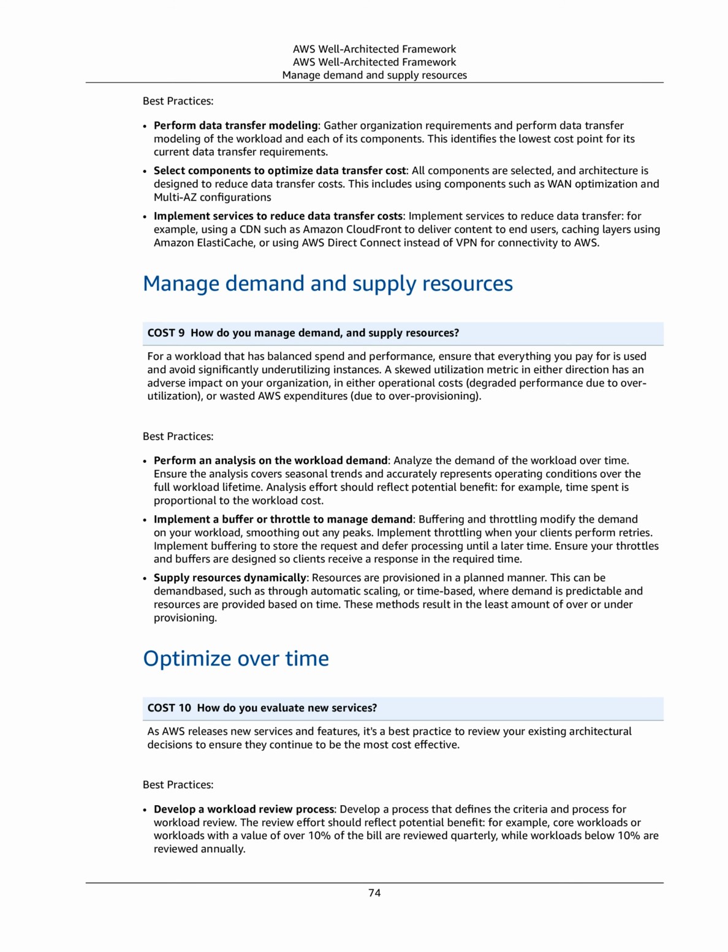Implement a buffer or throttle to manage demand. Buffering and throttling modify the demand on your workload, smoothing out any peaks. Implement throttling when your clients perform retries. Implement buffering to store the request and defer processing until a later time. Ensure your throttles and buffers are designed so clients receive a response in the required time. Supply resources dynamically. Resources are provisioned in a planned manner. This can be demand-based, such as through automatic scaling, or time-based, where demand is predictable and resources are provided based on time. These methods result in the least amount of over or under provisioning.